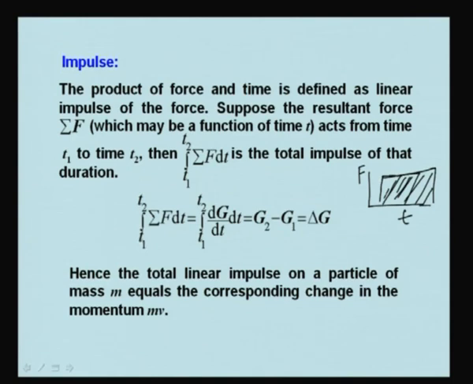Now the integral from t1 to t2 of sigma F dt can be written as the integral from t1 to t2 of dG by dt, by Newton's second law, into dt, which gives you dG, that means G2 minus G1, or delta G. Hence, the total linear impulse on a particle of mass m equals the corresponding change in the momentum, that is mv.